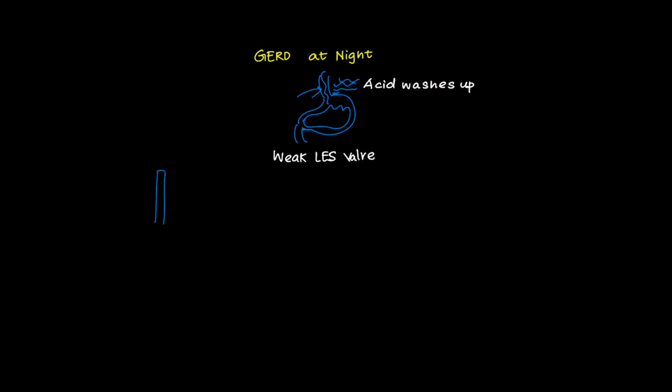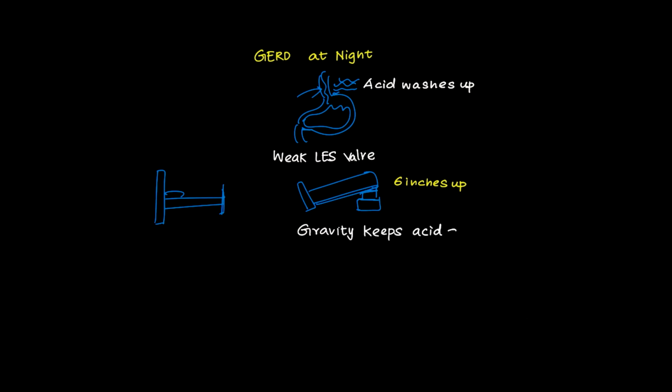Gravity is your simplest weapon. Raising the head of the bed by about 6 inches tilts the whole torso upward, so during sleep, acid has to work against gravity to reach the esophagus. That one change can make the difference between a sleepless night of coughing and a full night of rest. Using extra pillows does not work the same way because pillows bend the neck without raising the torso. Blocks under the bed frame or a wedge pillow under the shoulders are the right tools.